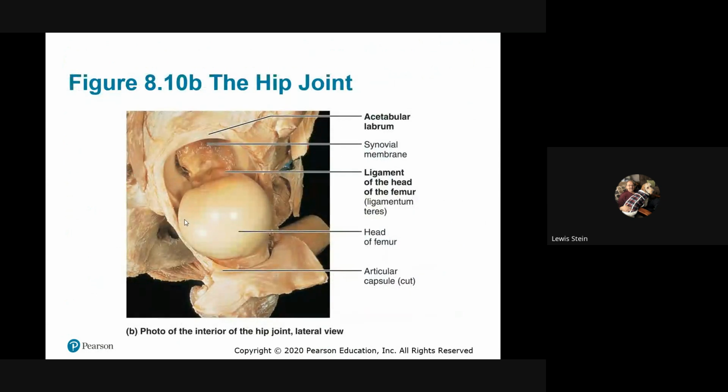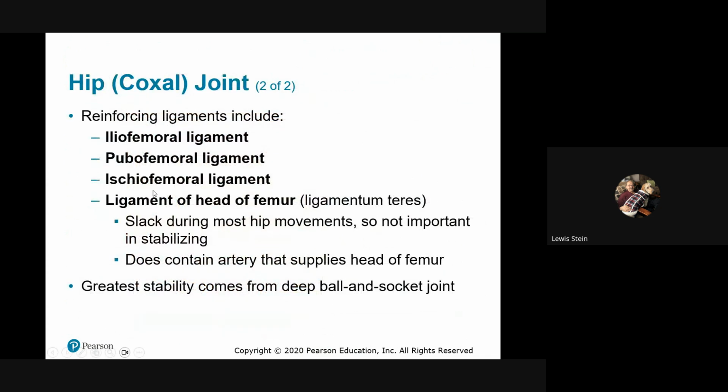And so this is what it looks like. That ligament on the head is not structural. It contains the blood supply. That's beautiful white cartilage. You can see the size of the head. You remember the way the acetabulum looked. It's a deep socket. All of these ligaments help to secure it. Okay. Greatest stability, deep ball and socket.